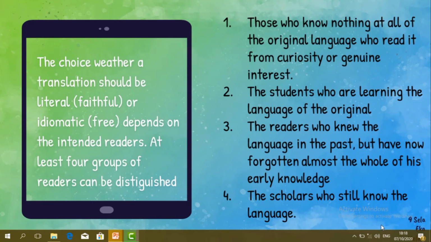The last or fourth group is scholars who still know the language. This group, who know both the method and styles of the original, may find pleasure in occasional touches of scholarship, or may perhaps enjoy making comments that are more caustic and critical.